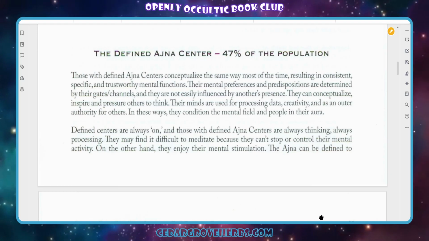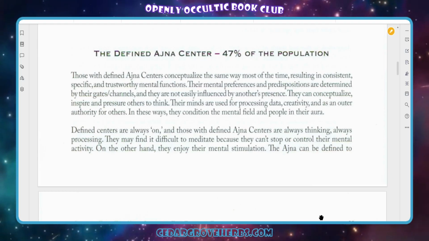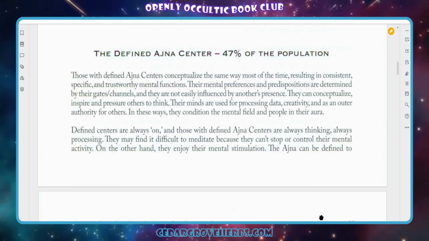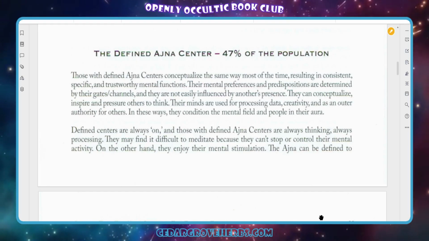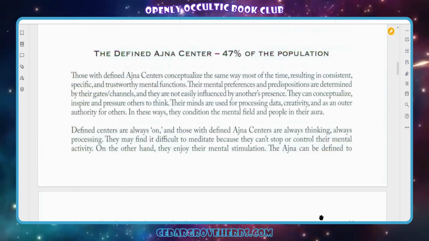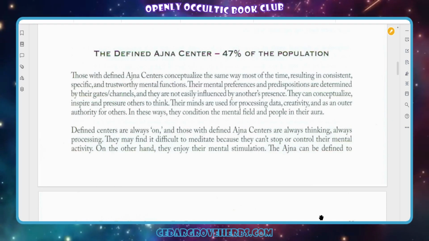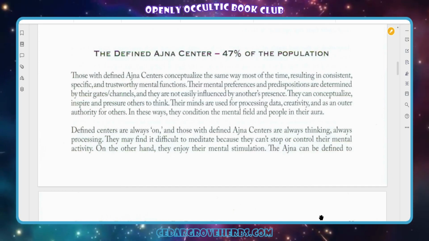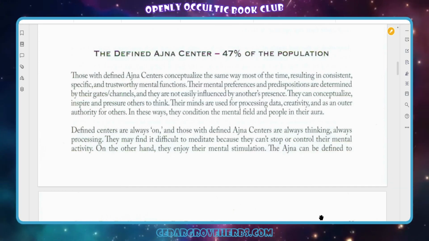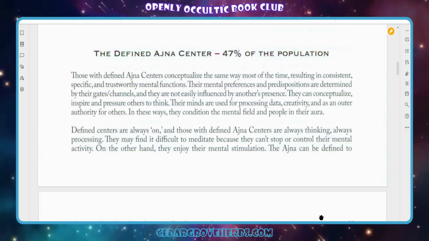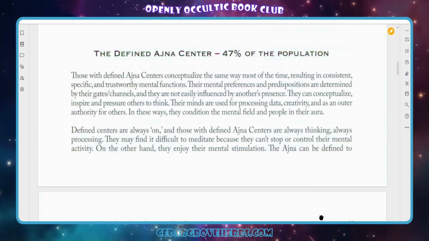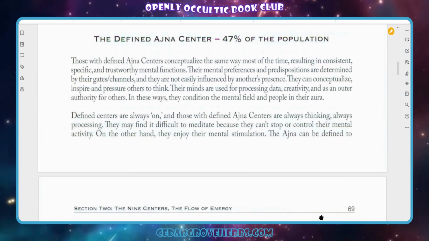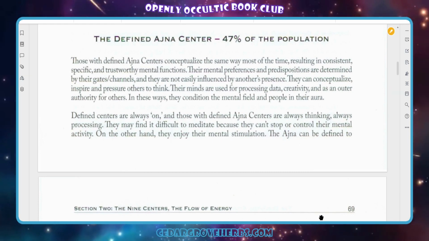They can conceptualize, inspire, and pressure others to think. Their minds are used for processing data, creativity, and as an outer authority for others. In these ways, they condition the mental field and people in their aura. Defined centers are always on, and those with defined Ajna centers are always thinking, always processing. They may find it difficult to meditate because they can't stop or control their mental activity. On the other hand, they enjoy their mental stimulation.